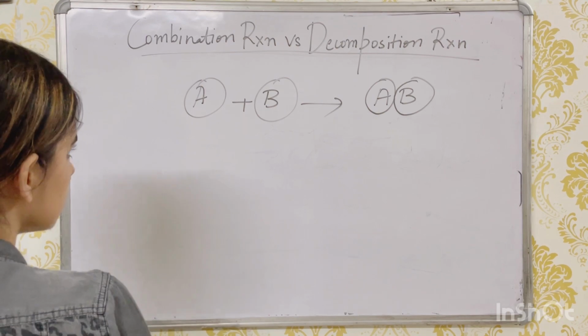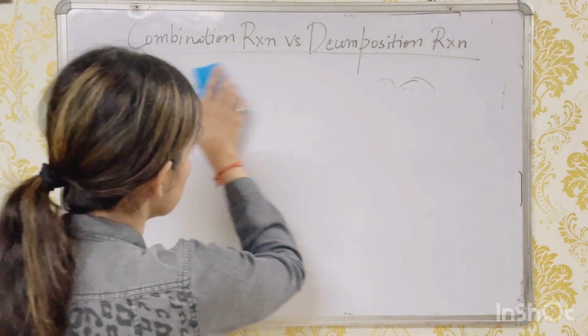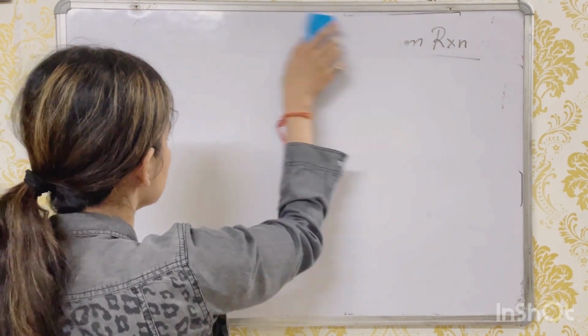Next, let's talk about decomposition reaction. Decomposition, you can say, is the reverse of combination, right? You must have heard about fission and fusion. Fusion means when two or more things combine, resulting in the formation of one big thing. Fission means splitting. A compound splits and further forms elements, atoms and compounds. That is called a decomposition reaction.